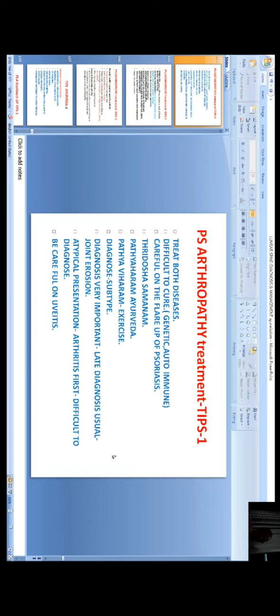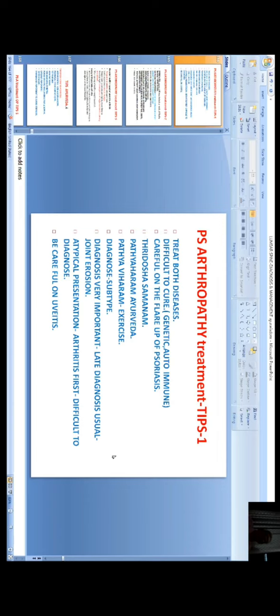It is genetic as well as autoimmune. Be careful of flare-up of psoriasis. If you are not suppressing psoriasis, this can occur anytime. So the major one, that is Swatantra Vyadhi, should be suppressed in order to control this Paratantra Vyadhi. Tridosha Shamana Chikitsa, Pathya Aharam, Pathya Viharam with exercise.